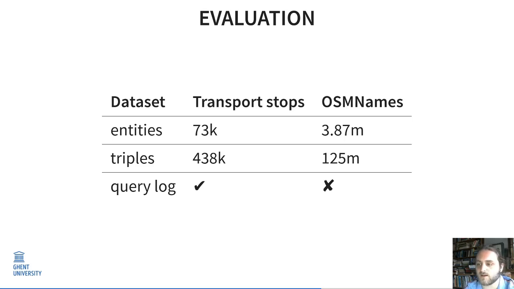Then we also made a fragmentation for the OSM names dataset. This dataset has a total of 3.8 million entities and a total of 125 million triples. So this one has, on average, more triples per entity in the dataset. And for this one, we did not have a query log available, so we made a randomized query log to evaluate our approach over this dataset.